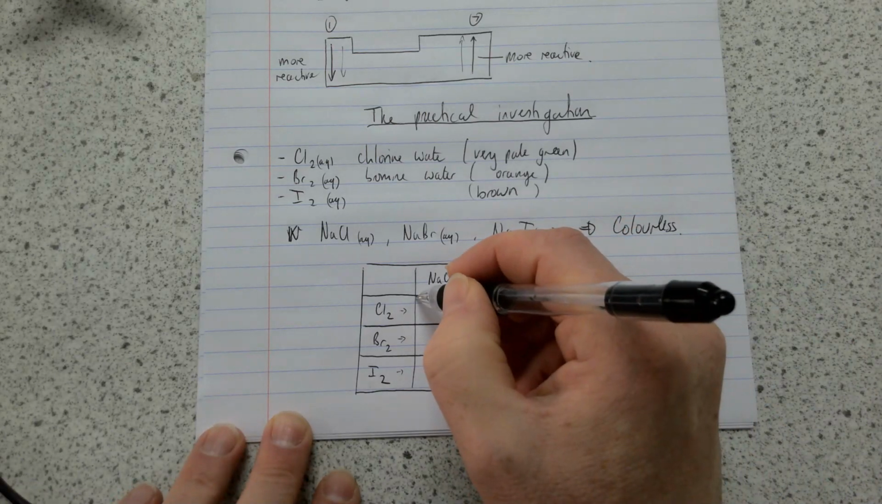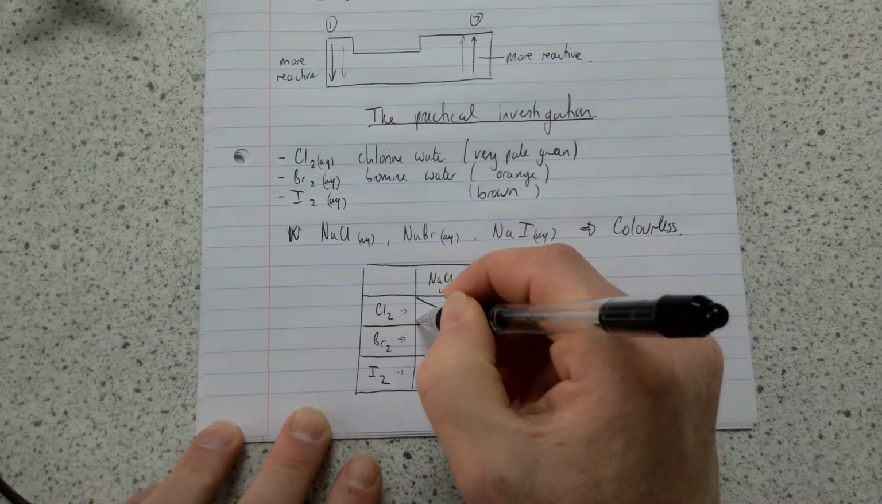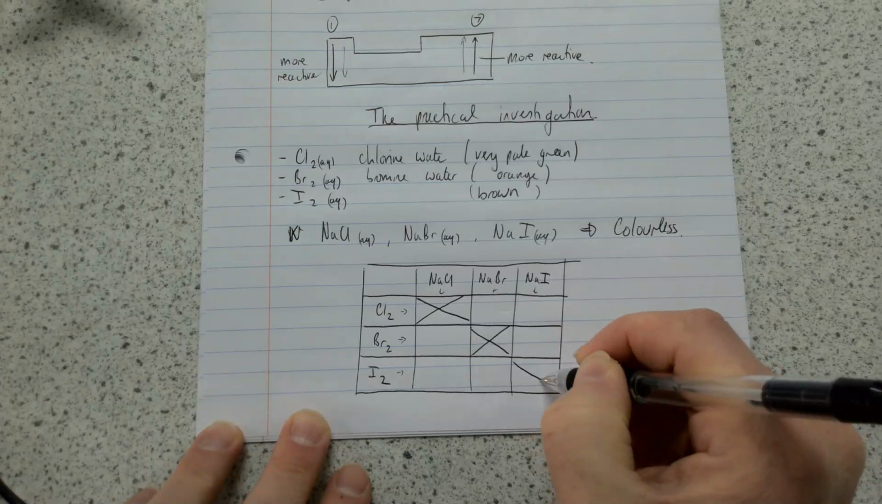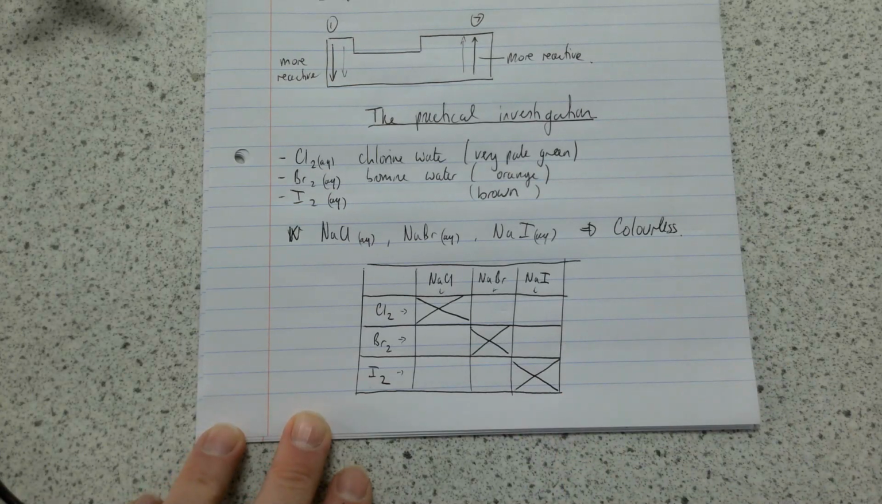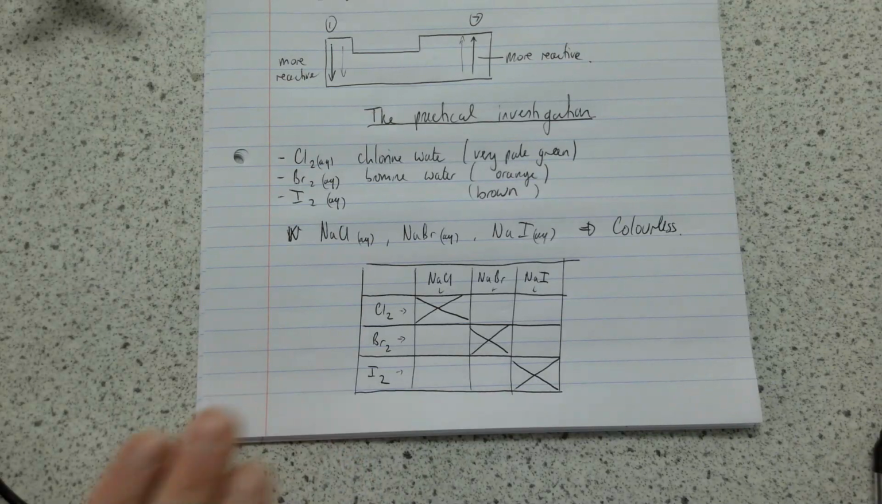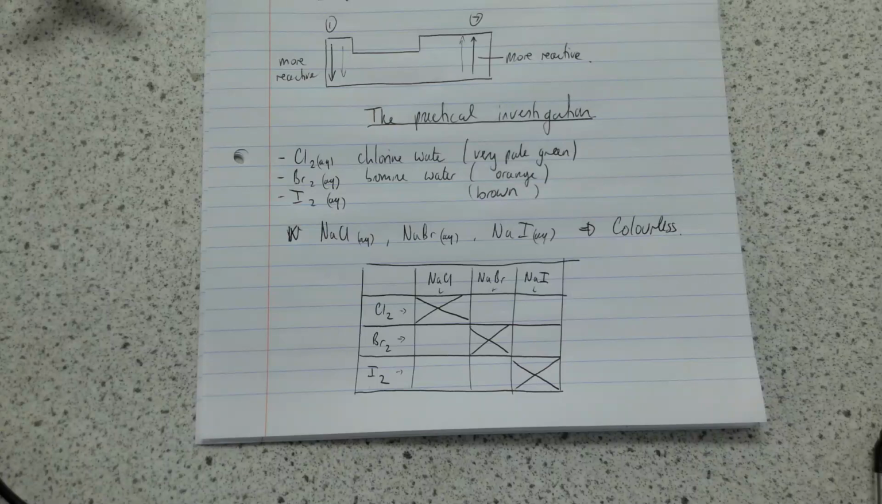So there's no point reacting chlorine with sodium chloride, bromine with sodium bromide, or iodine with sodium iodide. We just don't do those reactions. We're left with 6 wells, 6 reactions that we can do to determine whether they react or not. I've already told you what the outcome is in each case, and we can show that with a tick and a cross.